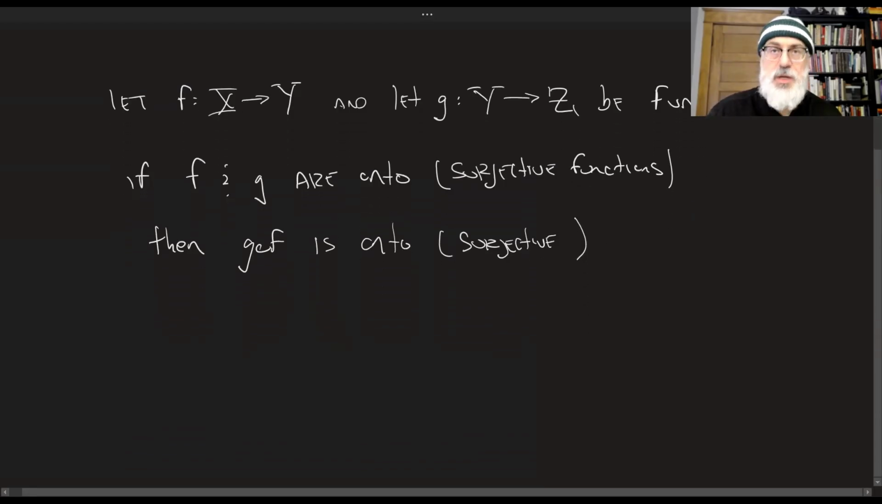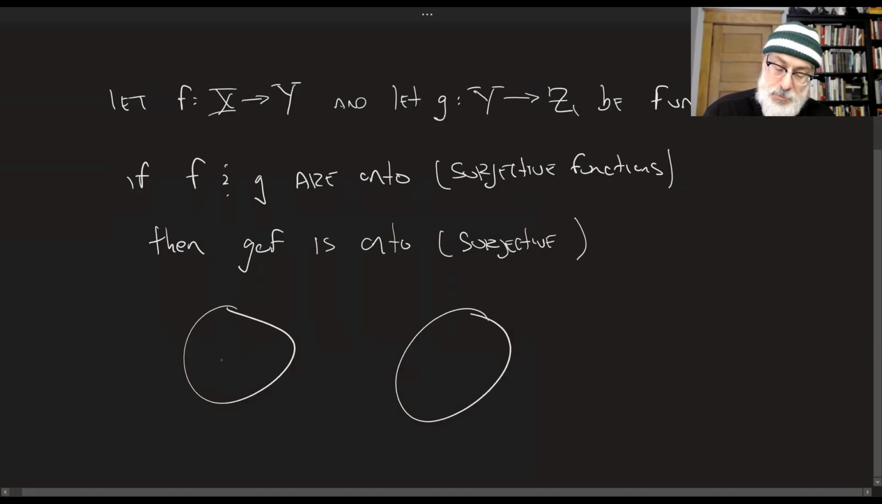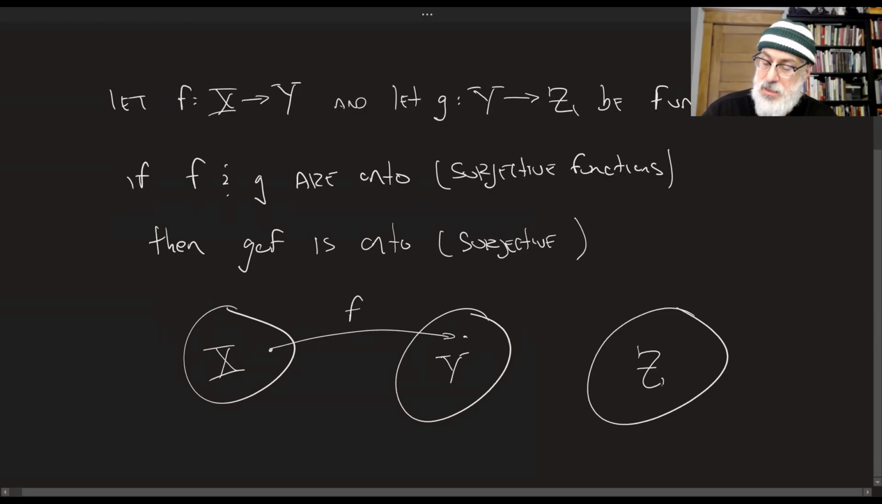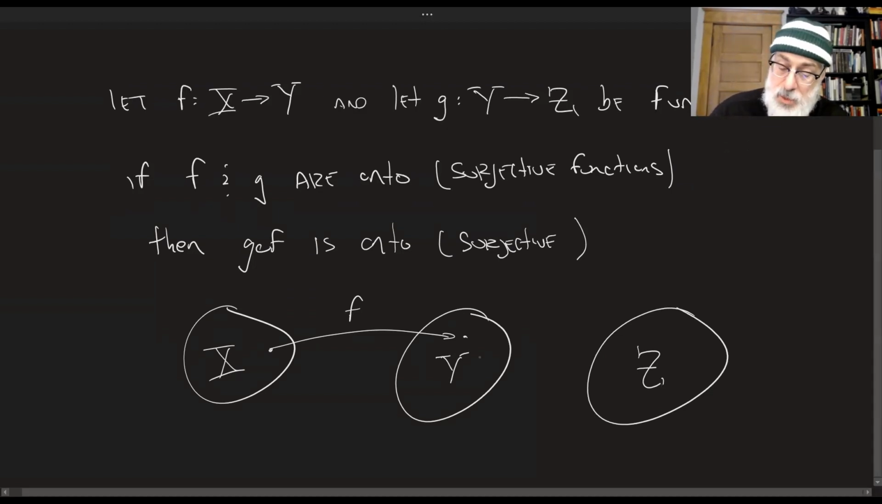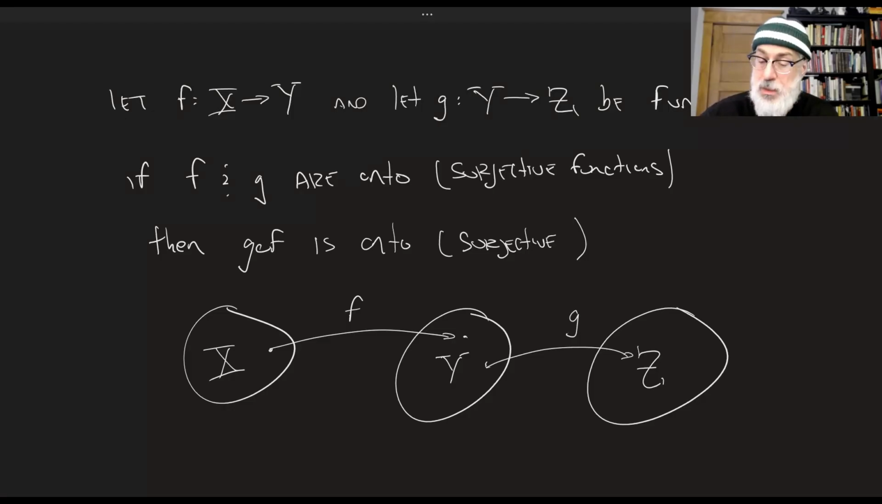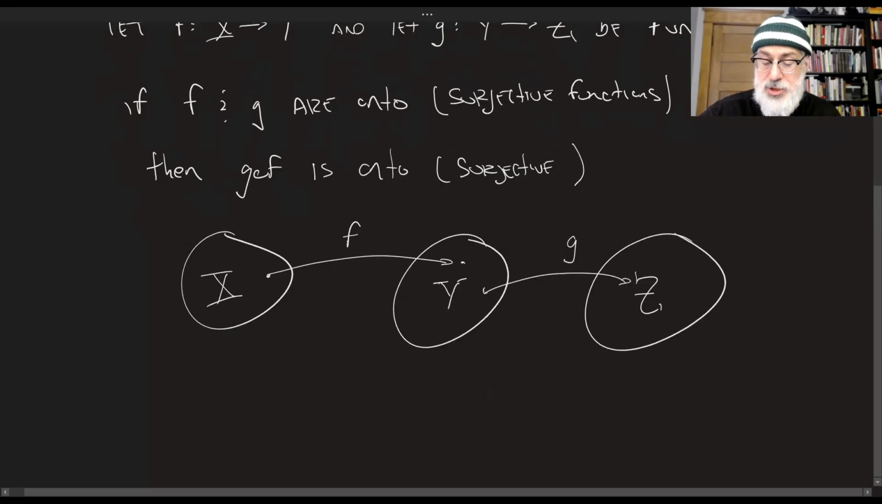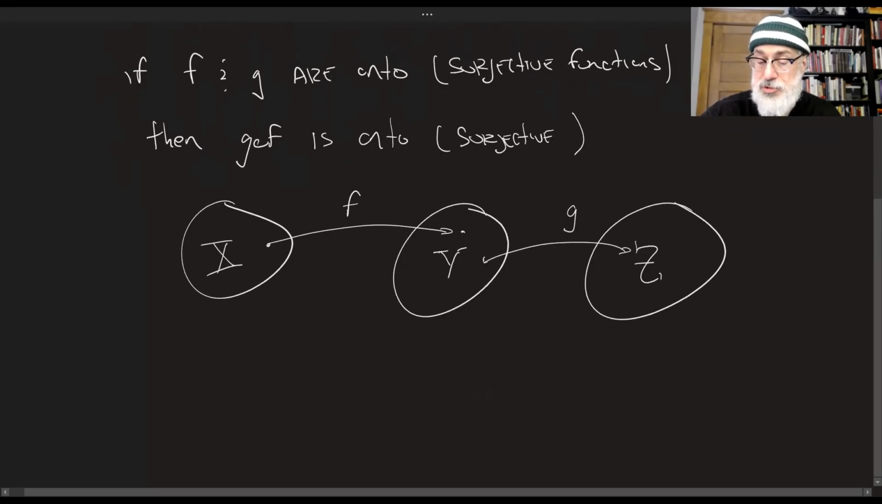So the situation we have is, let's say we have a function f, and these are sets X and Y. f takes an element here, and this is the set Z. Now I'm doing capital X, Y, Z's to differentiate. And g will take an element from here to here. So we're saying that f and g are both onto. So what we want to show is that the composition g of f is also onto or surjective.